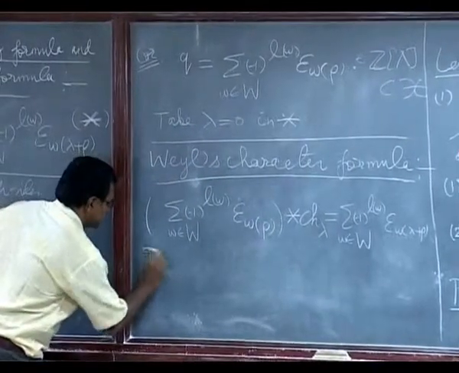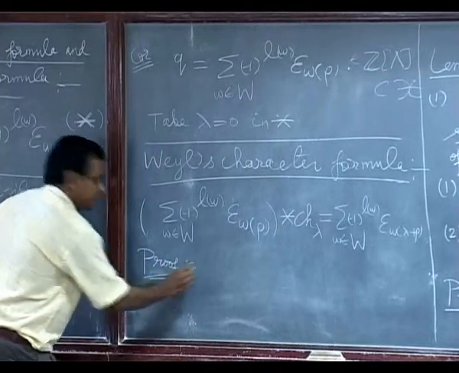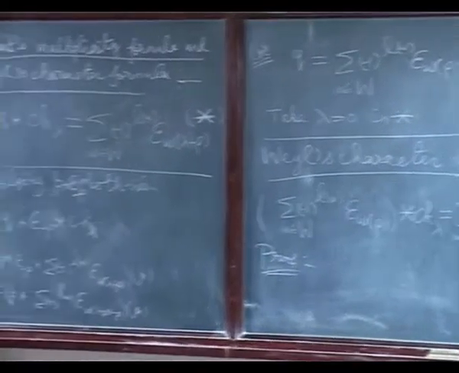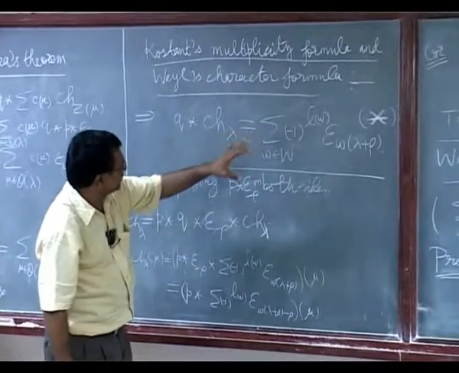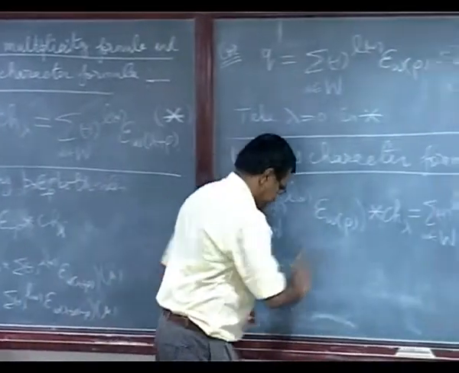The proof is already there. I mean, I explained. Once the things are set up, the proof is there. What I told is Q I rewrite, and the star we have already proved. So, the proof is already there.